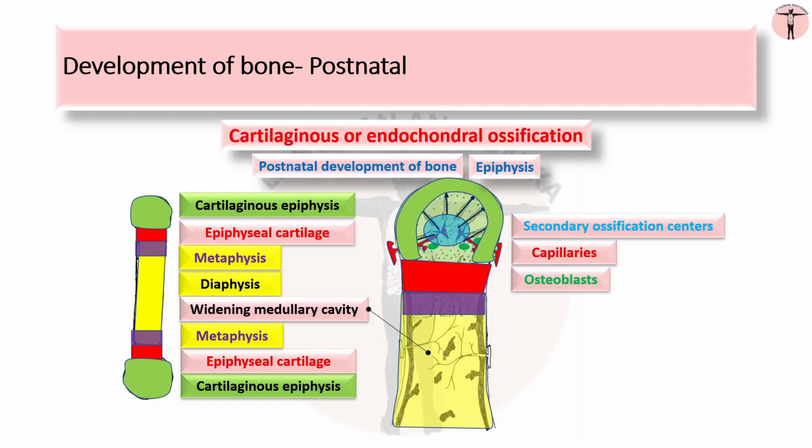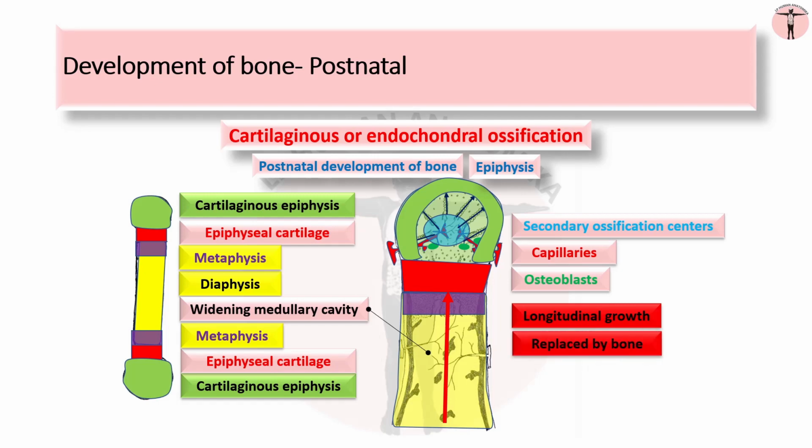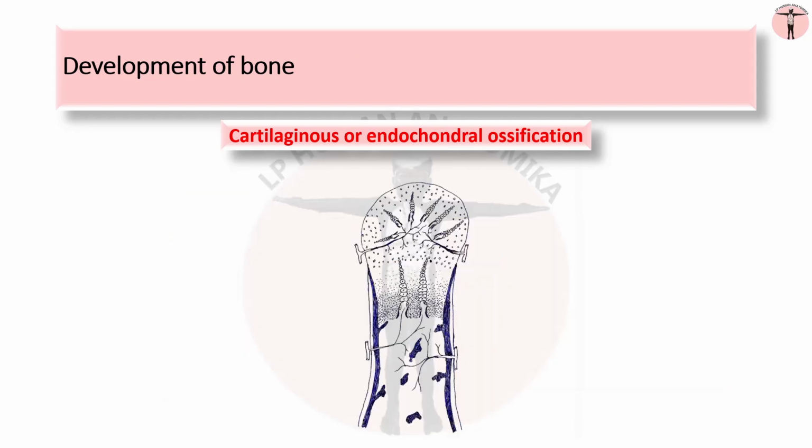Epiphyseal cartilage regulates longitudinal growth of the diaphysis. When growth is complete, the epiphyseal cartilage is completely replaced by bone. This is when the bone ceases to develop and we say that ossification is completed. Now let us see the methods of bone growth in length and width after birth, during postnatal life, in young growing long bones. Growth of long bone in the diaphysis.